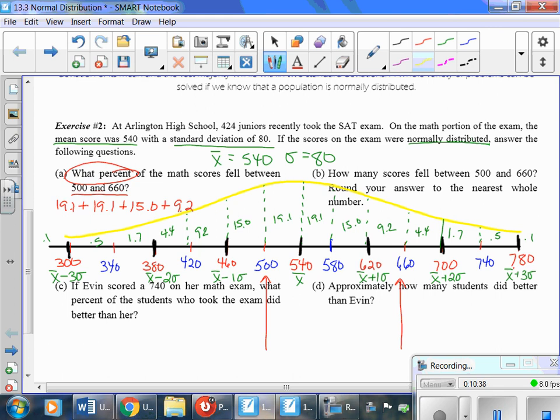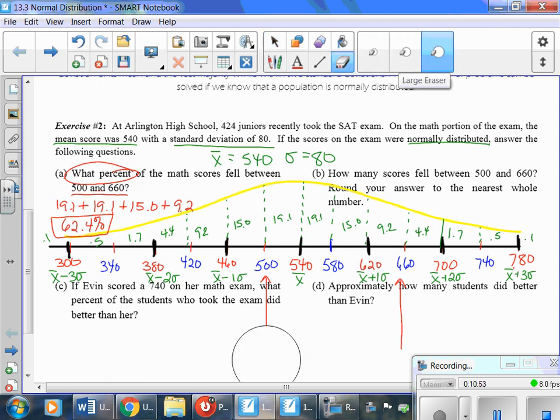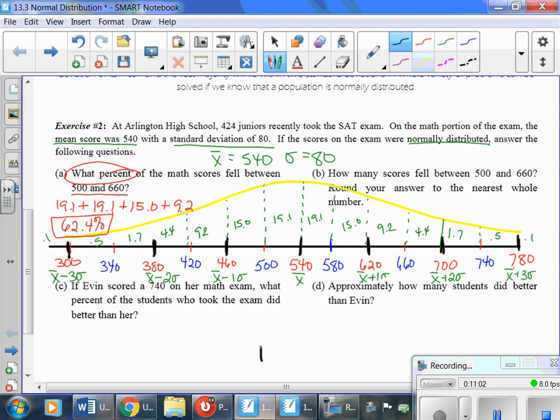So we get 62.4% when we're all said and done, which is the answer to A. So B says how many scores fell between 500 and 660. So 500, which is right here, and 660, which is right here. Round your answer to the nearest whole number.